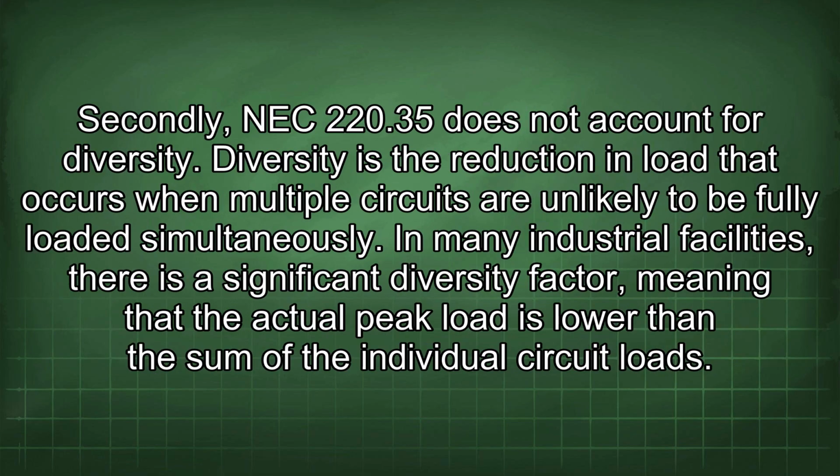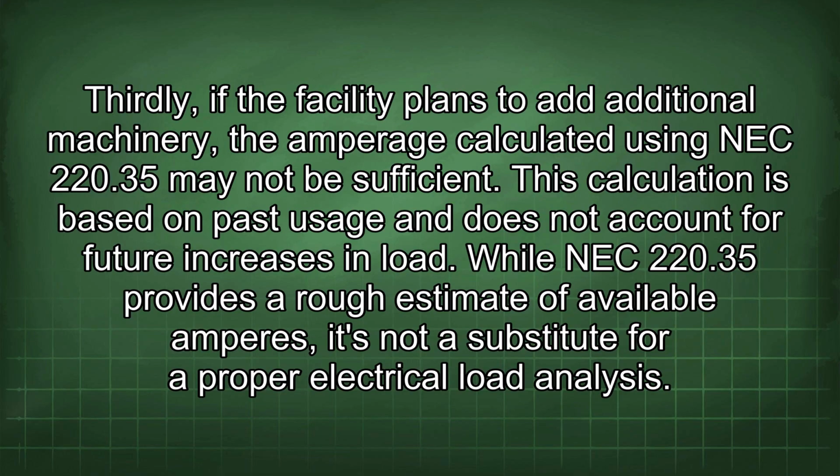Secondly, NEC 220.35 does not account for diversity. Diversity is the reduction in load that occurs when multiple circuits are unlikely to be fully loaded simultaneously. In many industrial facilities, there is a significant diversity factor, meaning that the actual peak load is lower than the sum of the individual circuit loads. Thirdly, if the facility plans to add additional machinery, the amperage calculated using NEC 220.35 may not be sufficient. This calculation is based on past usage and does not account for future increases in the load.